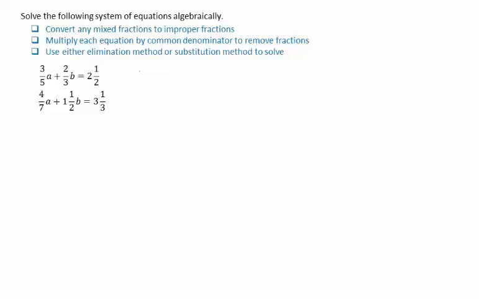For this question, I'll use only the elimination method. For the first equation, the 2½ must be converted to 5/2, and for the second equation, 1½ becomes 3/2, and 3⅓ becomes 10/3. To find a common denominator for each of these equations, simply multiply all of the denominators.